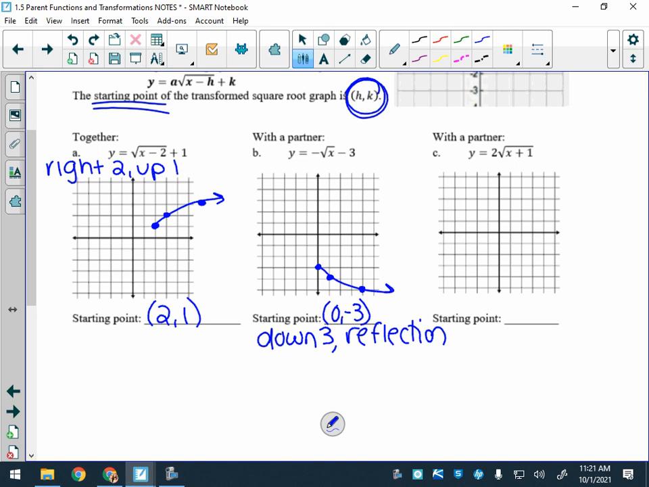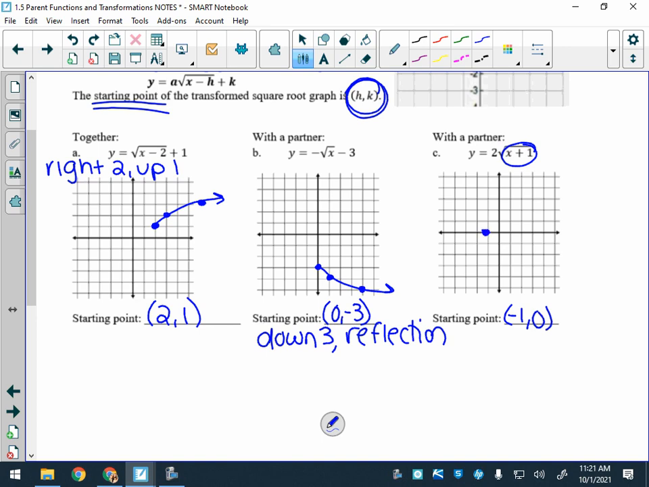Okay, good. All right, for C, what is my starting point? Brian? Careful. John? Careful. Laurel? Negative 1, 0. Remember, your starting point is HK. It's opposite of what you see inside. Okay? There's no K value on the outside. The number in front just affects stretch or compression. Okay? So our starting point is negative 1, 0.